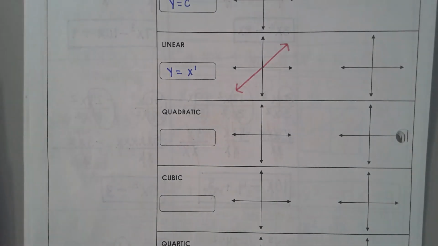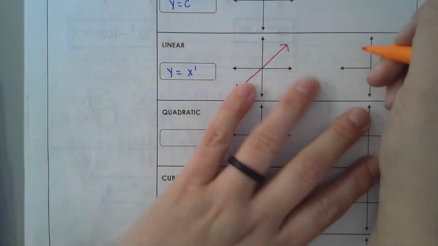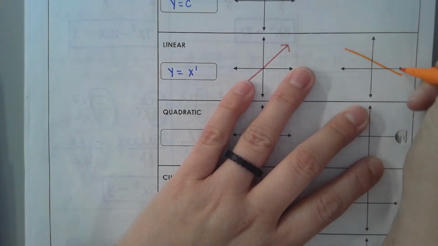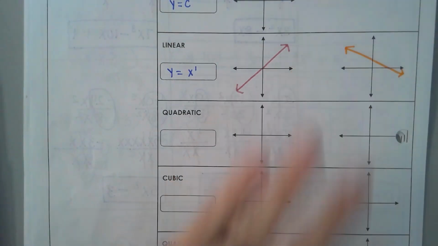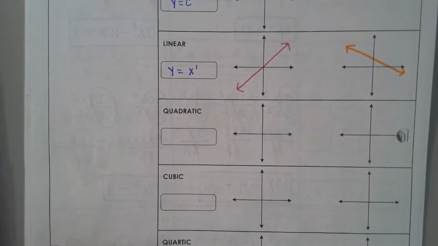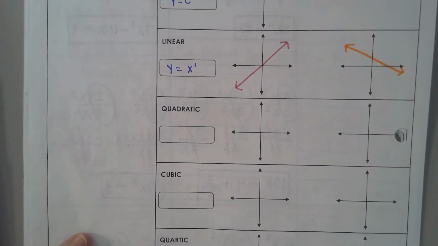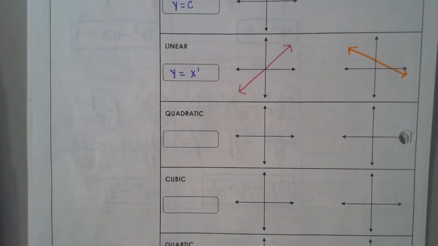But it could look a little different, right? You've seen straight lines. It could look something like this. That's still linear. This one has a negative slope because it's slanted down.